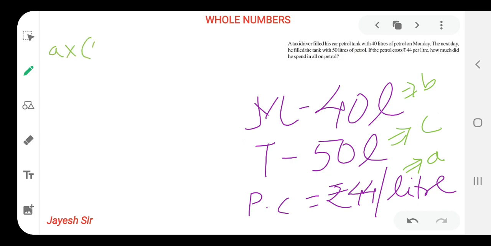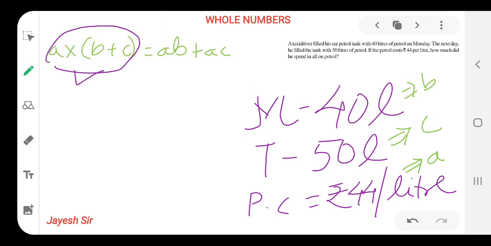A multiplied by (B plus C) is equal to AB plus AC. Before, we were doing AB and AC, that means multiplying 44 with 40, then multiplying 44 with 50. But here we are going to use the left hand side. We used this type of method in previous classes before understanding the distributive property, but in this sum the left hand side is teaching us something and plays a very important role.